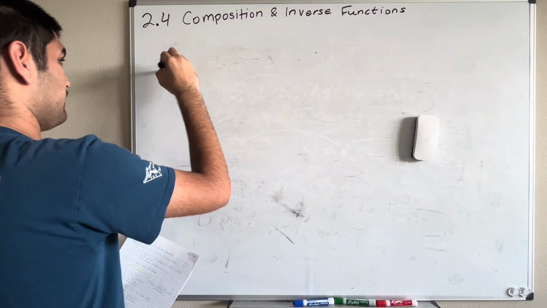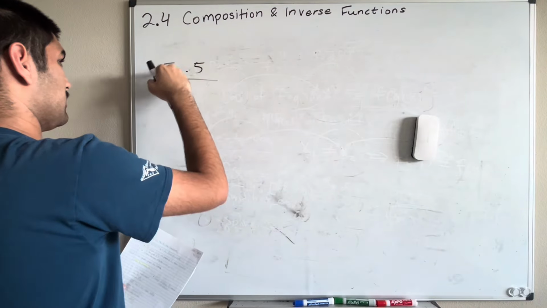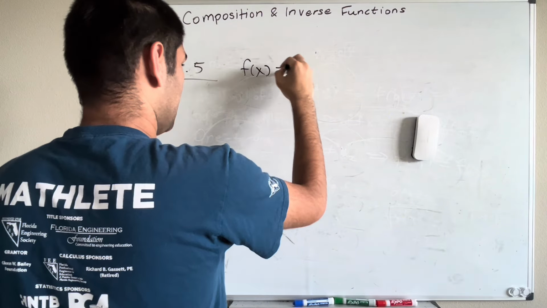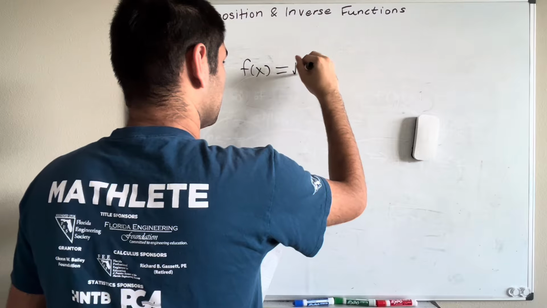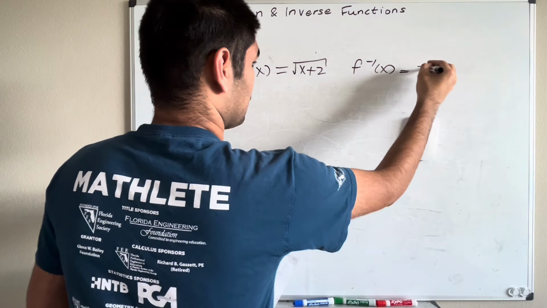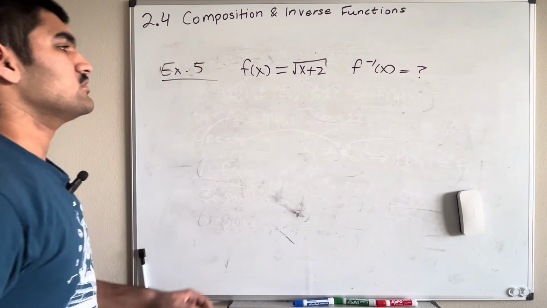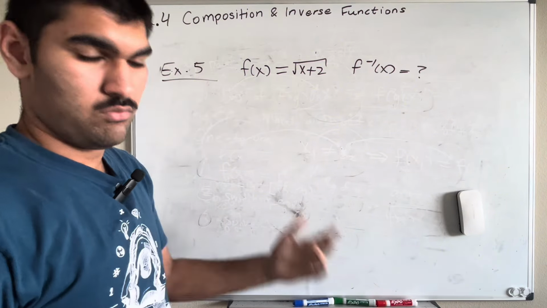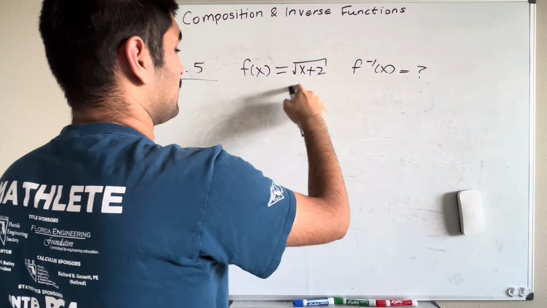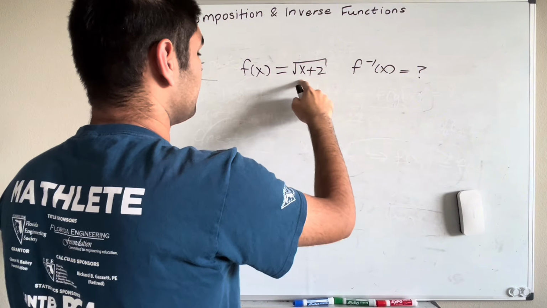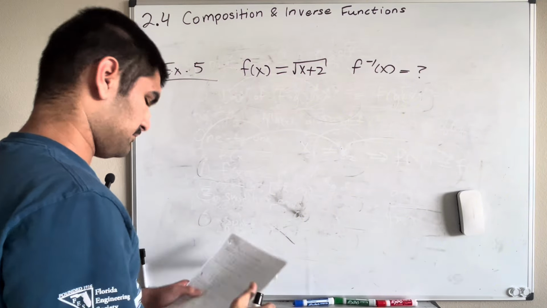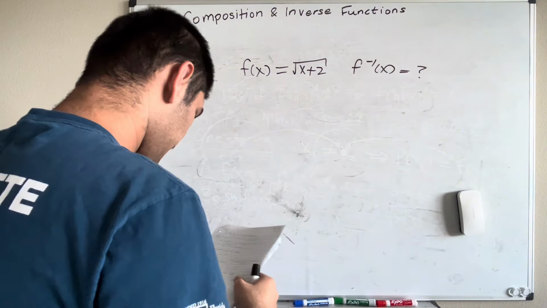So this is like example 5, I believe. If we have some function f of x equal to the square root of x plus 2, and we want to find f inverse of x, the first thing we have to do is determine, is f of x 1 to 1? The answer is yes. It is 1 to 1, because for every input value that you give this, you're only going to get a unique output value. Okay? So yeah, it is 1 to 1.